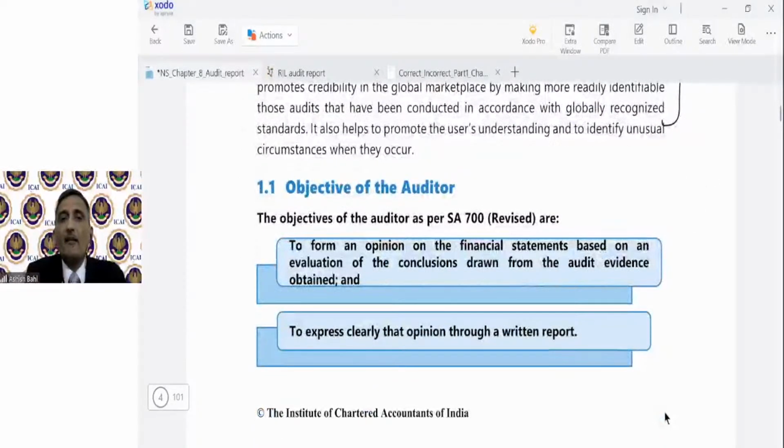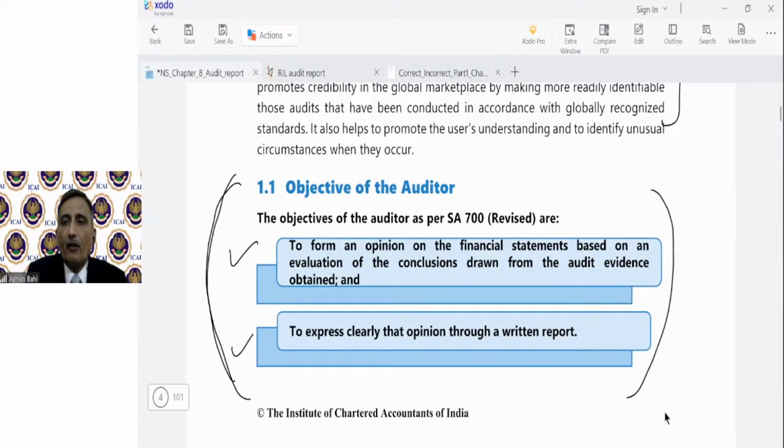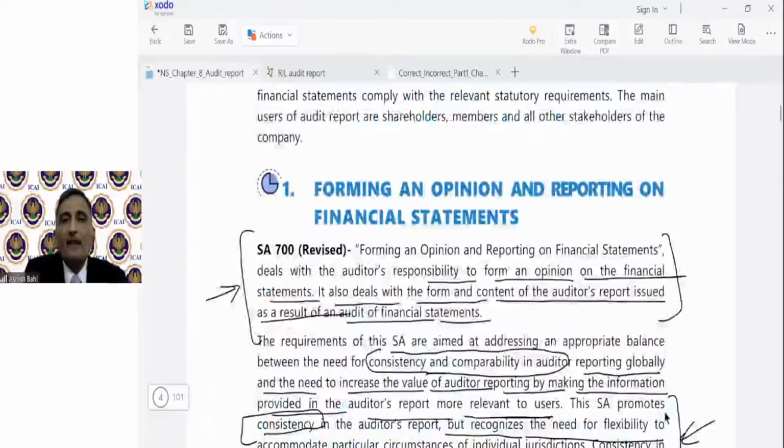So, students, the objectives of the auditor as per SA 700 are derived from the name of the SA itself. I have been telling you from the very beginning, do remember the name of SA as it is. So what is the name of SA 700? Forming an opinion and reporting on financial statements.